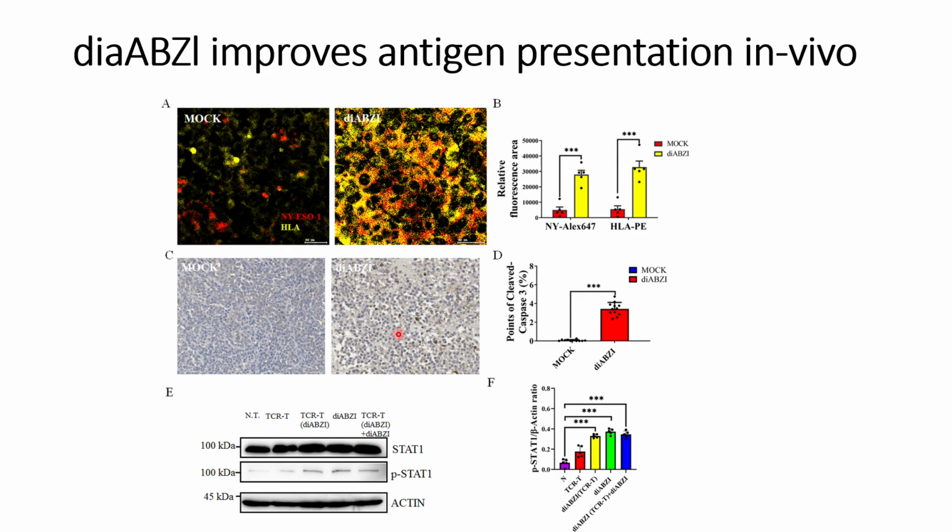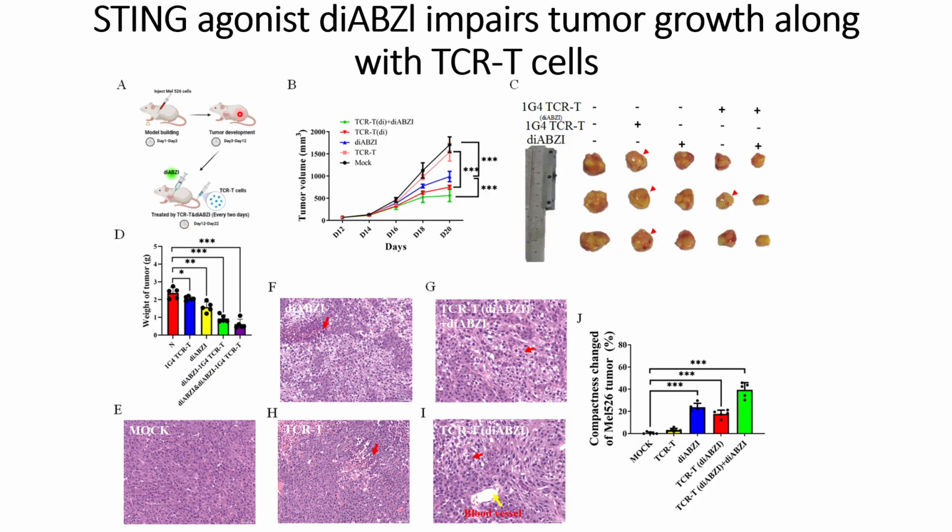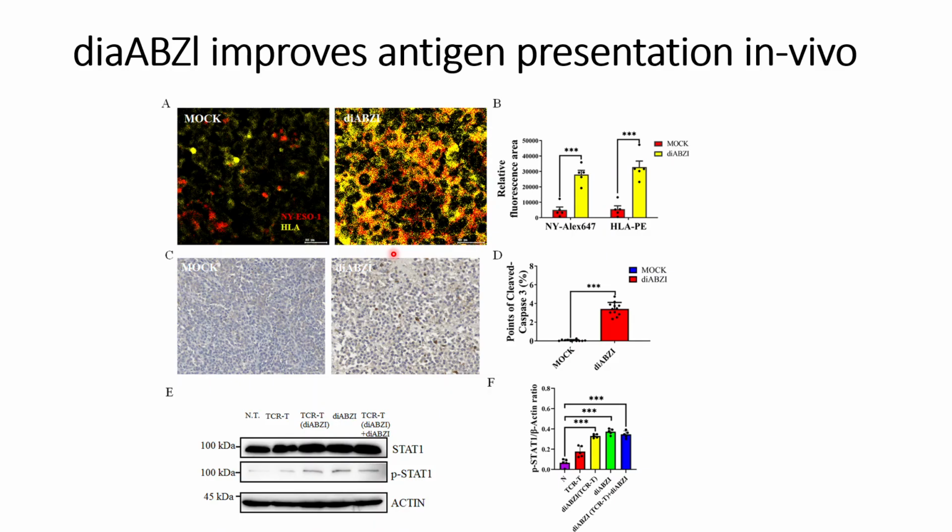cancer cells. And in the previous video we understood that in the in vitro experiment they saw that DiaBZl acts as a STING agonist on the tumor cells, which helps the engineered T cell receptors recognize the tumor cells and trigger apoptosis in those tumor cells. So after validating their hypothesis in vitro, they wanted to check whether this hypothesis also works in vivo or not.